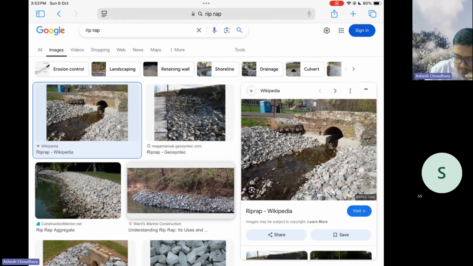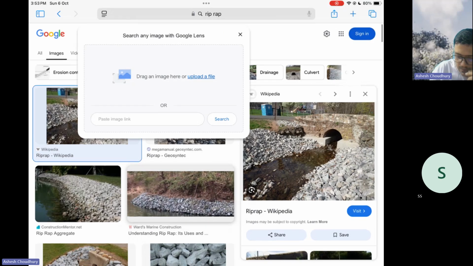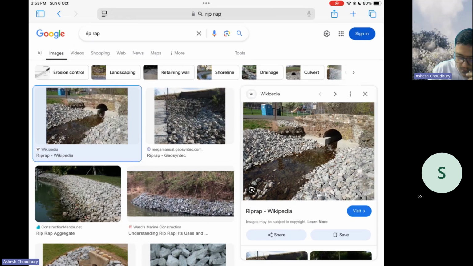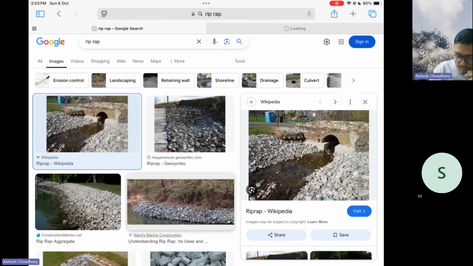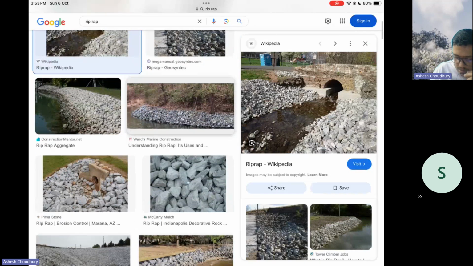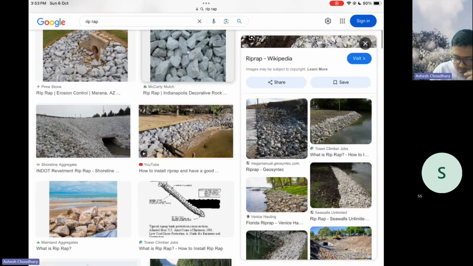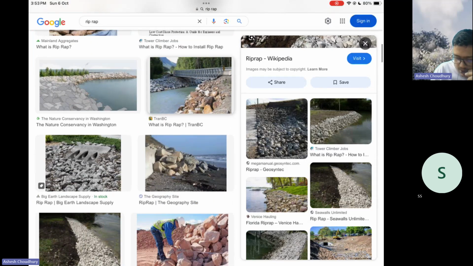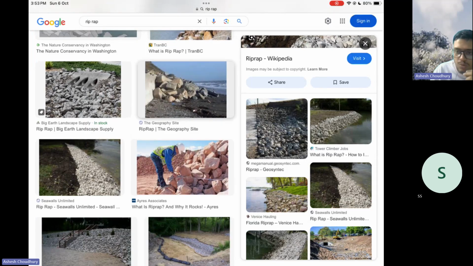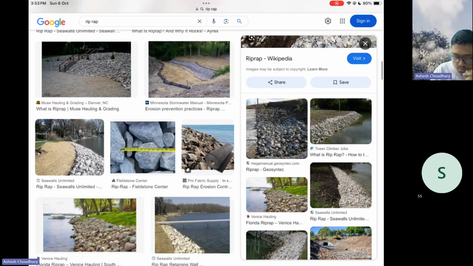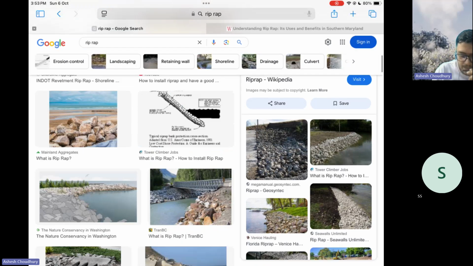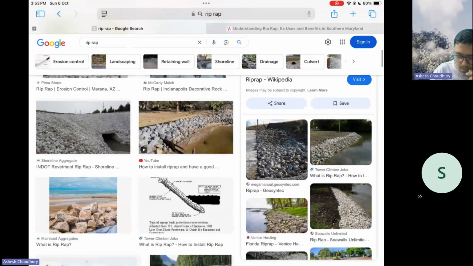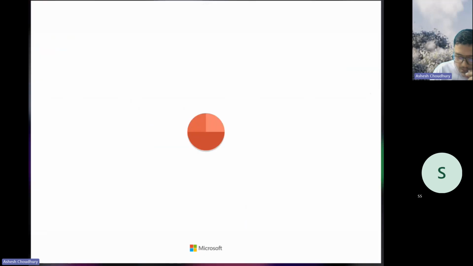Here also you can see a river is flowing in this picture, and you have a riprap that is given here. There are many pictures you can see here. So these are nothing but riprap. These angular graded big size boulders are placed along the bank, or the coast, whatever you want to say. This is riprap. So next, what do we have?